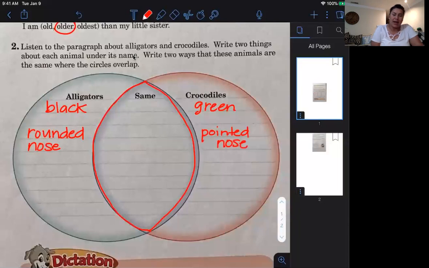So that's done. And what are two things that are the same about them? Oh, did I hear someone say this? They're both reptiles. Very good. And they live in Florida. Nice. Perfect. That was easy.